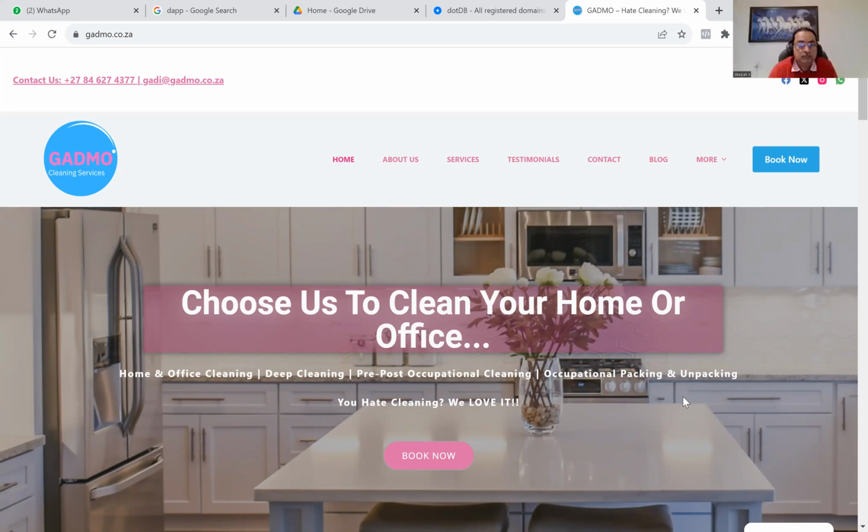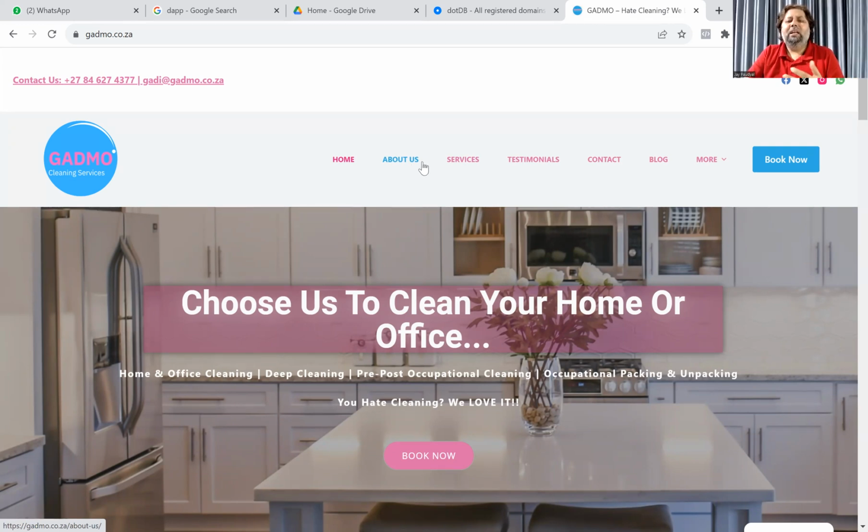Okay, if I would be able to convince them that this domain can help you, this domain name is shorter and has global presence, blah blah blah, right? But in one parameter, Gadmo Cleaning Services, they are a local company. They don't need global presence actually.